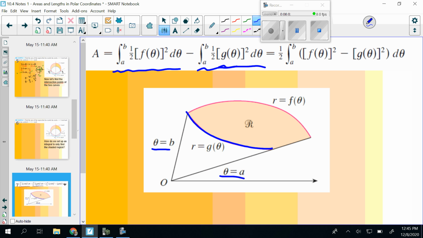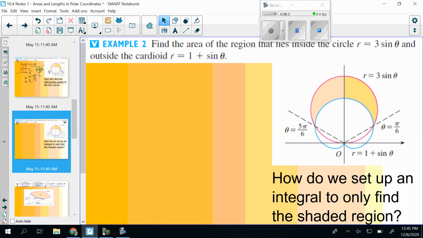If you want to write it as one, you could, and take the common 1/2 outside the integral, and then it would just be f of theta squared minus g of theta squared with that common 1/2 factored out and put outside. Either way is fine. So let's do that same thing here. We want to subtract these. The one further out you can see is the circle here, that pink or red circle.